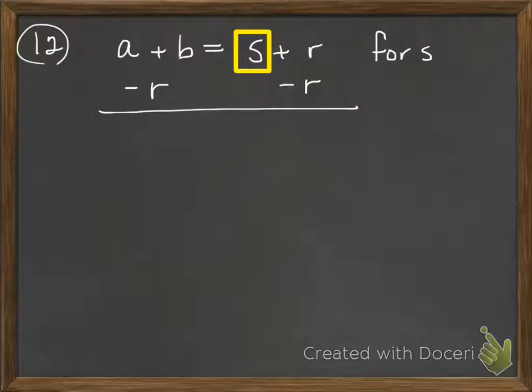And a, b, and r are all unlike terms. So all I can do here is just bring down a plus b and then minus the r. On the right hand side, the r's cancel and you're left with s. So you have solved the equation for s.